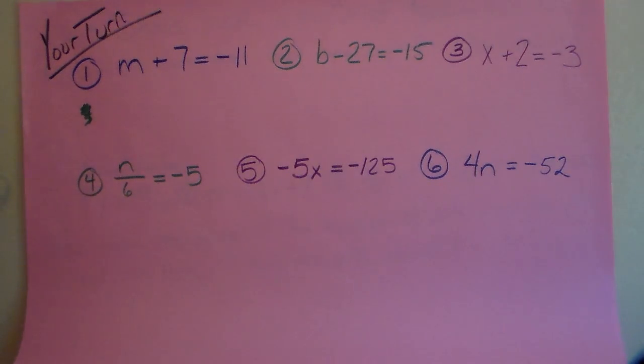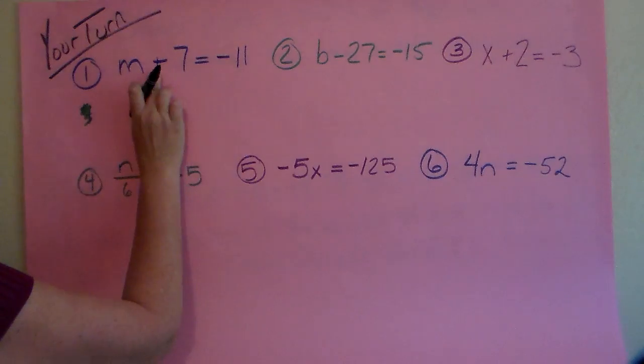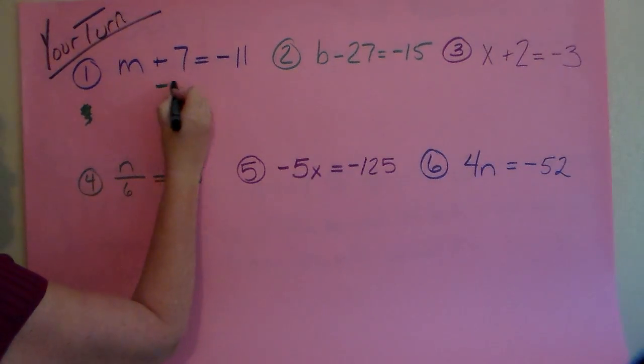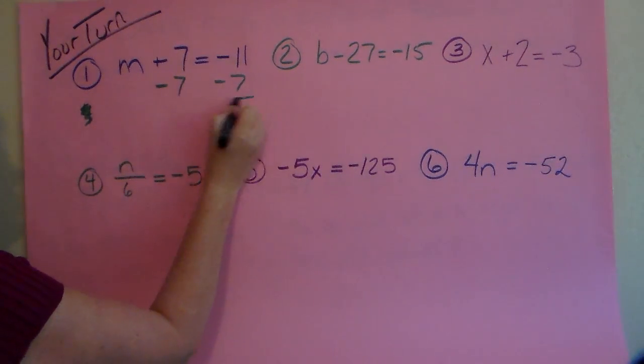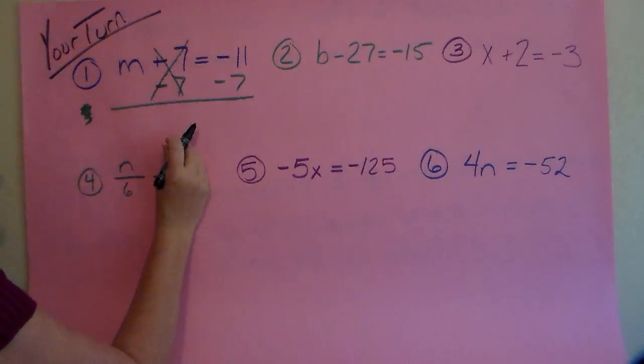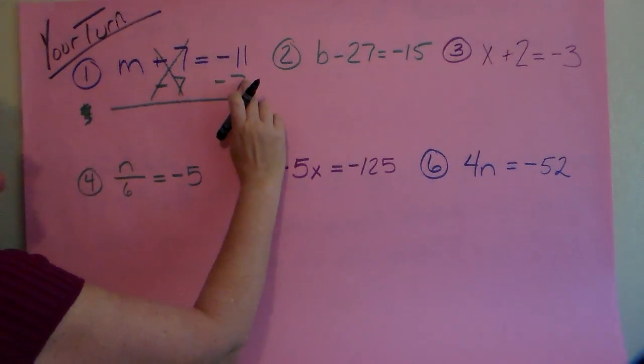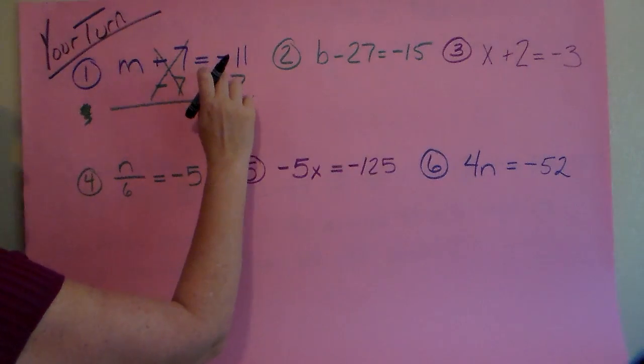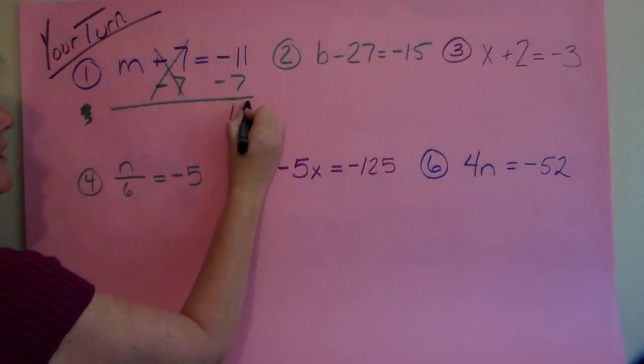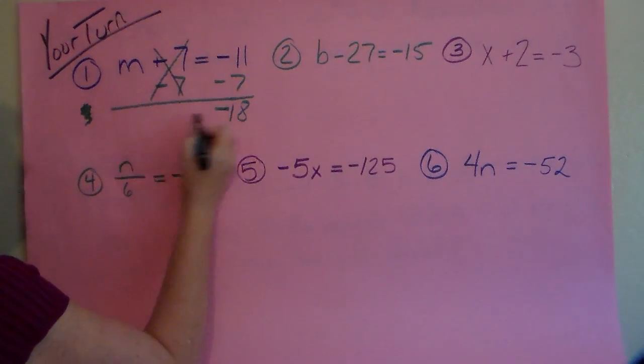Okay? Okay. There is a 7 added to my m. I'm going to subtract my 7 from both sides to get rid of this. Now I have a negative 11 and a negative 7. The signs are the same. I'm going to add. And the biggest one wins.